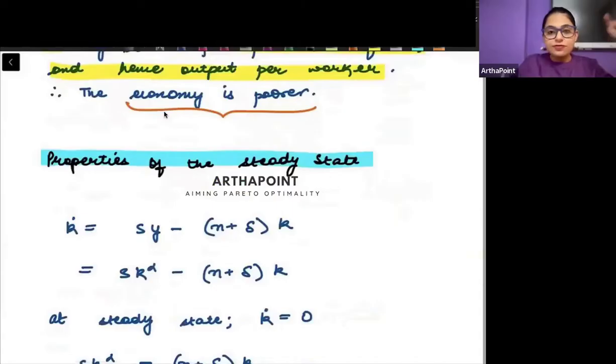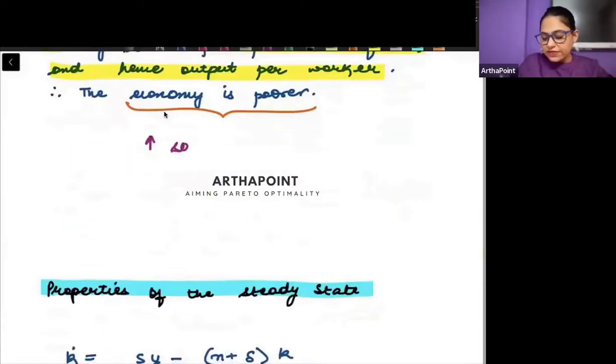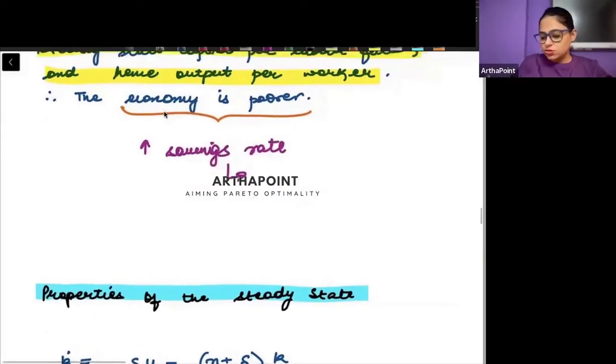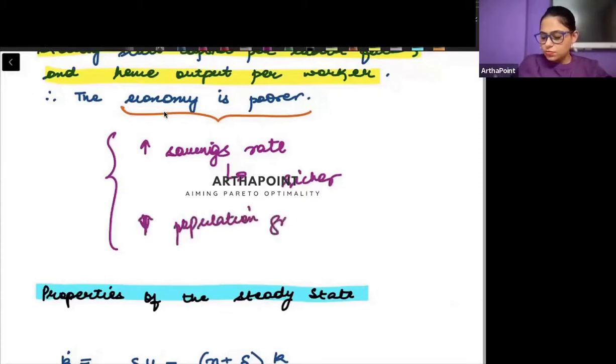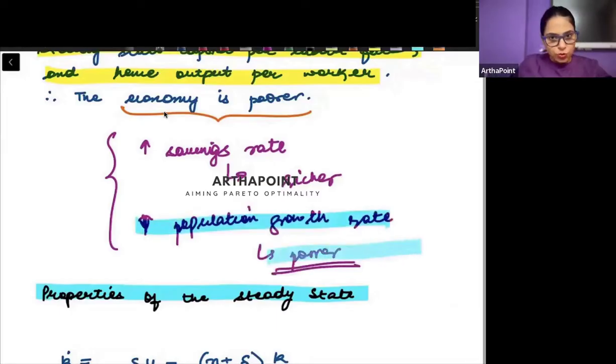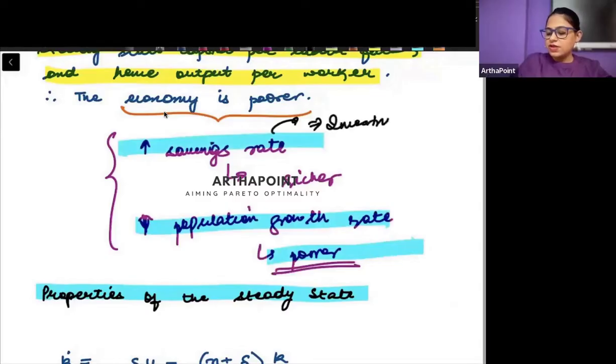We understand that when there is an increase in the savings rate, it is going to make the economy richer. And when there is an increase in the population growth rate, it will make the economy poorer. If population increases, the economy will become poorer. If the savings rate increases, it will increase investment. When investment increases, the economy will become richer. Right? Okay.